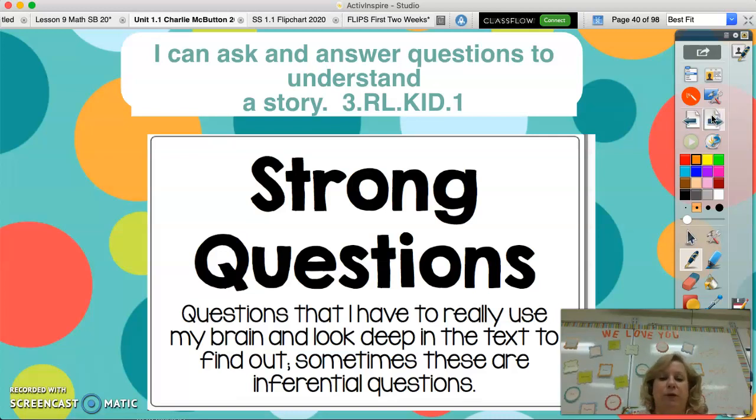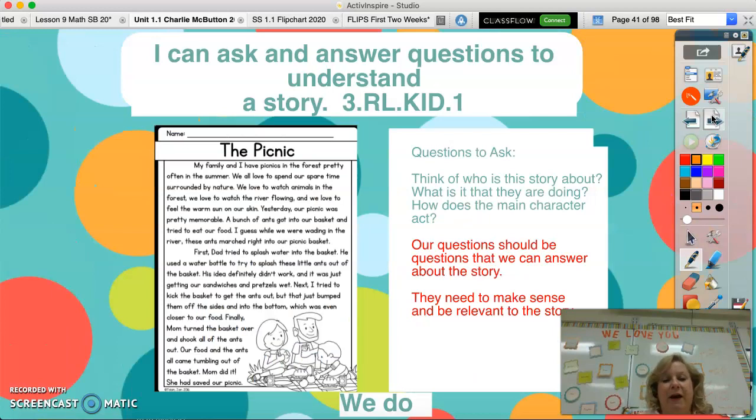So here we have a story, The Picnic. What we would do is read this over, and as we read it, we're going to listen to that little voice in the back of our head about the questions that we have about the story. A lot of times we think about the characters, what is going on, the setting, and what the problem is in our story. As you create these questions, what we're going to do in third grade is look at these questions and how we can answer them through reading more of the text.